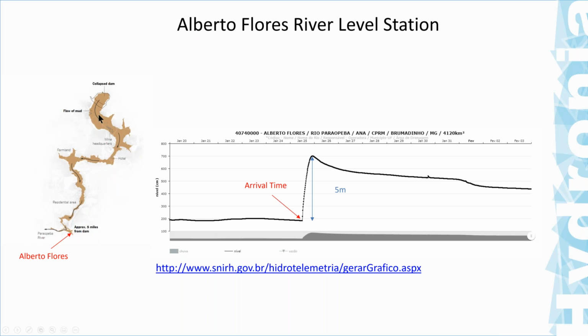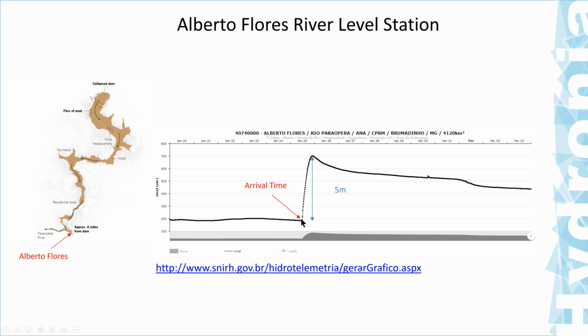So this is the data. We have, this is the dam, this is the Paraopeba River. The Alberto Flores is the same name of the road, but the Alberto Flores gauge is around here. And this is the data that is also public data obtained from the government of Brazil website here. It's a pretty good site, by the way. And we could obtain the arrival time. And you see here, this is the level on the Paraopeba River, the water level.